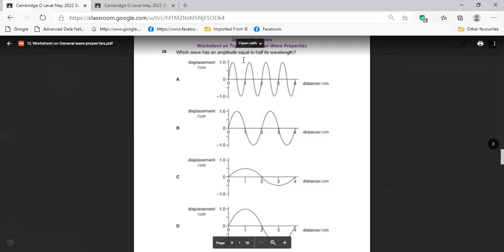Is it clear? Monica, can you repeat it again? Is it clear? Sir, can you explain again? Yeah, I'm explaining it. Look, they are asking the amplitude is equal to half its wavelength. So here your wavelength is this, isn't it? Then your half wavelength is this, that is 1. And your amplitude is also 1, isn't it? This one is 1 and this one is 1. So they are equal. Oh, okay. Is it clear now? Yes, sir.